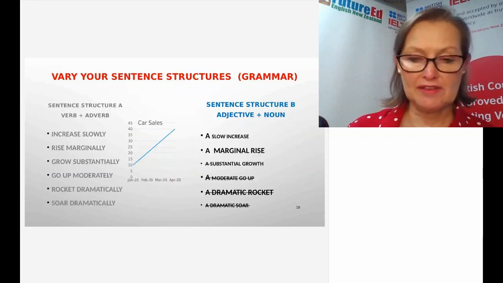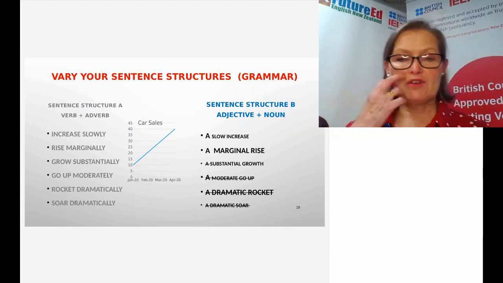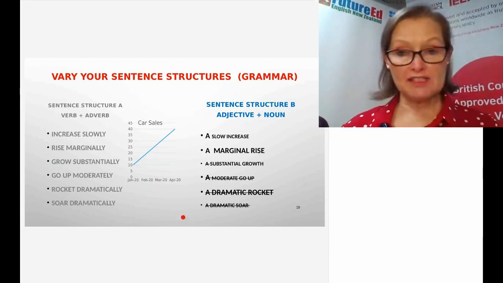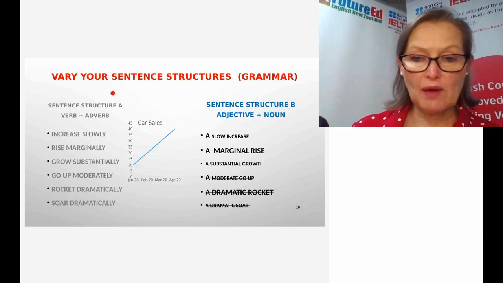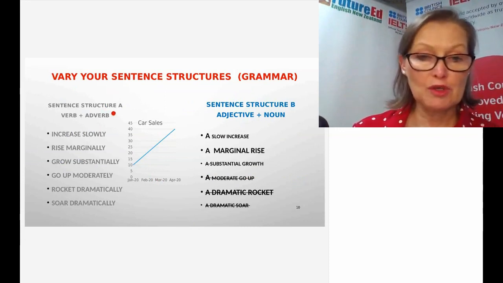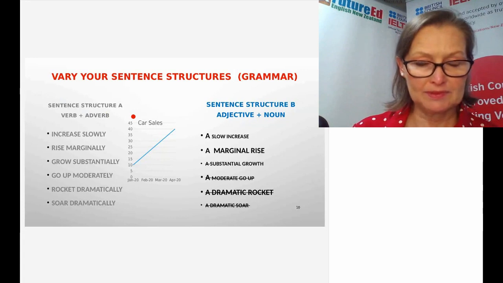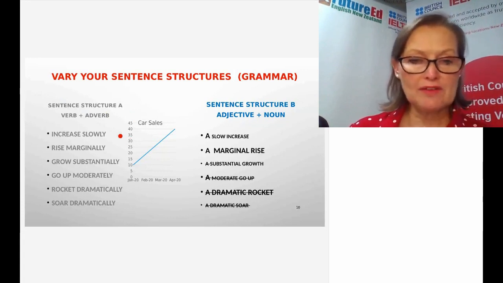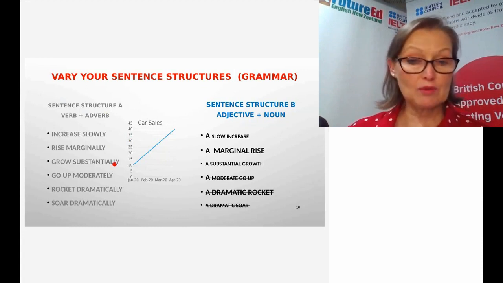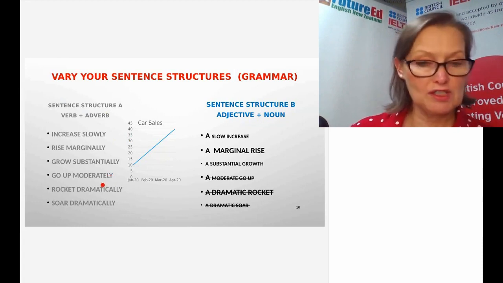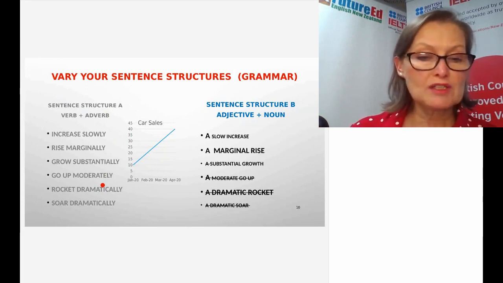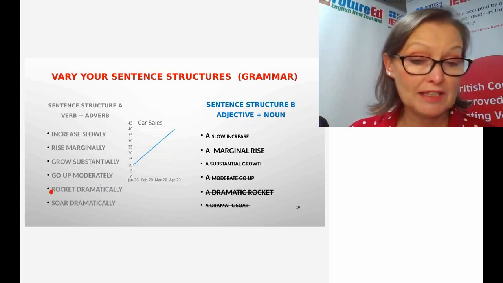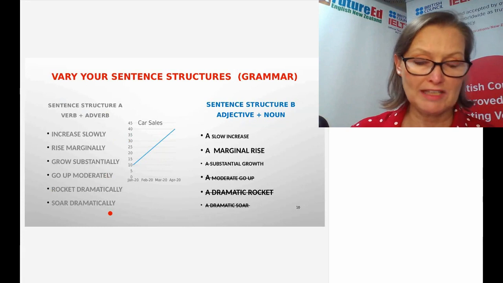So let's start putting this together. First of all, we're going to vary that sentence structure. Remember in lesson 1, we had a look at our sentence structure: verb plus adverb. Just a quick revision, there they are: increased slowly, rise marginally, grow substantially, go up moderately. And then my more extreme: rocket up dramatically, and soar dramatically.